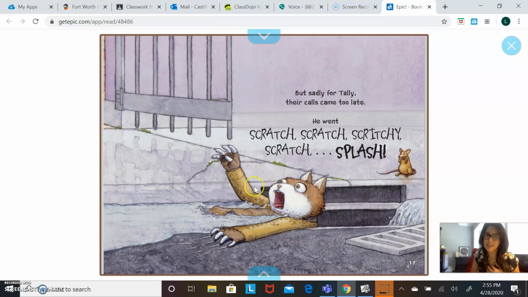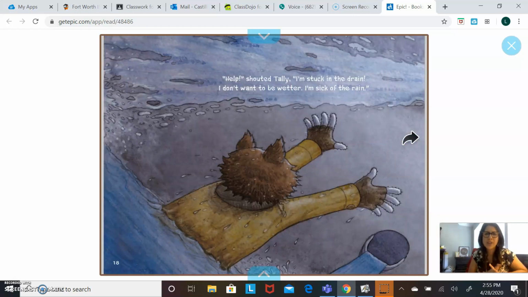You think maybe he's thinking, maybe I shouldn't have done this? I think so. Look at the mouse or the rat here. His hands are up on his face. I'm thinking, oh my goodness, what is he doing? "Help!" shouted Tally. "I'm stuck in the drain. I don't want to be wetter. I'm sick of the rain."